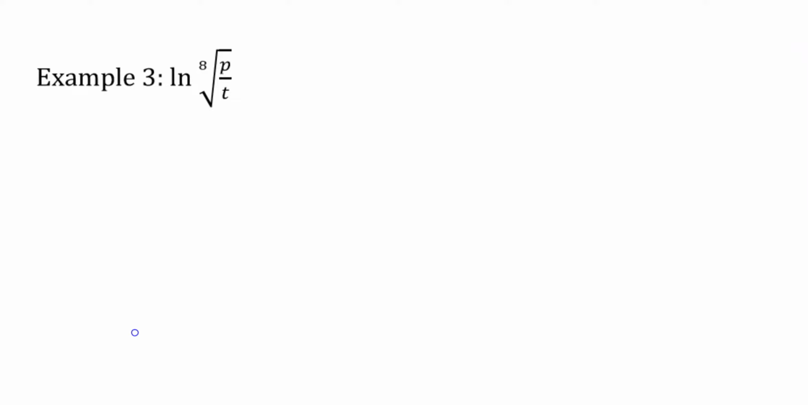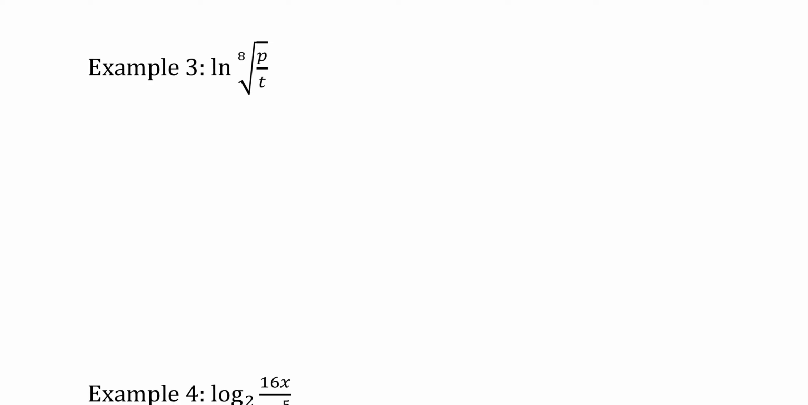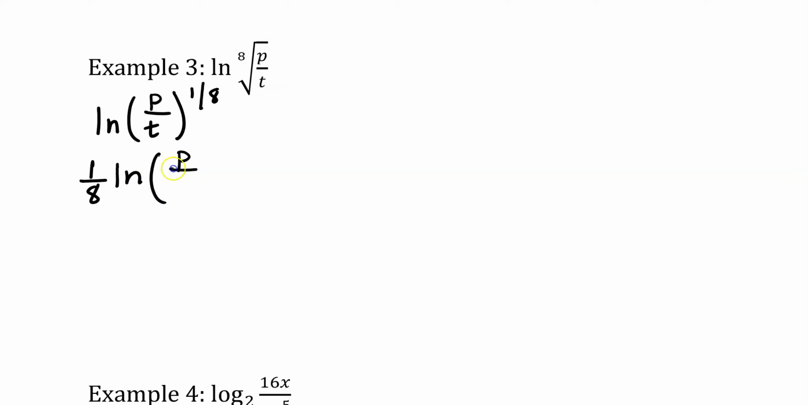In example 3, we have natural log of the 8th root of p divided by t. I'm going to begin by rewriting the 8th root with an exponent. So this is natural log of p divided by t raised to the 1/8 power. Remember that when you have roots, you can rewrite them as fractional exponents. Now, because everything on the inside of this logarithm has the 1/8 power applied to it, I will use the power rule to bring that 1/8 down in front of that natural logarithm.